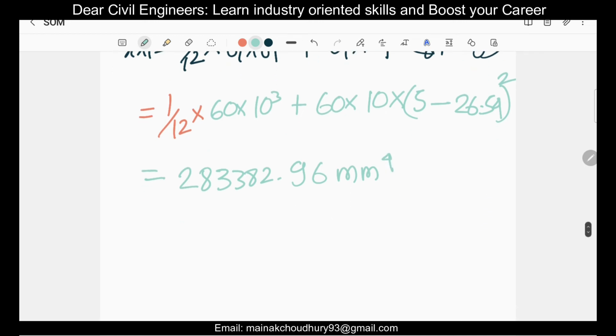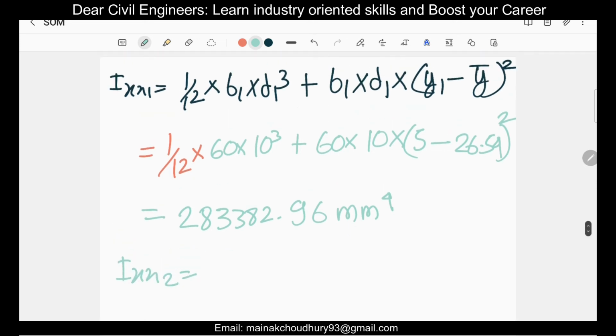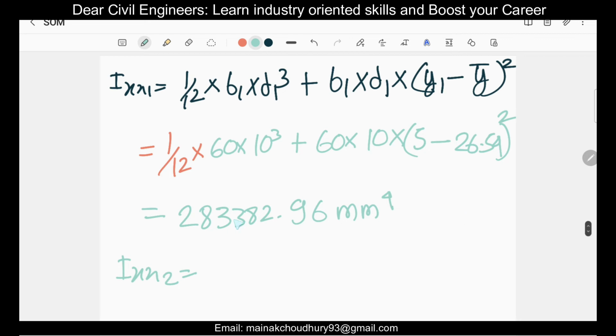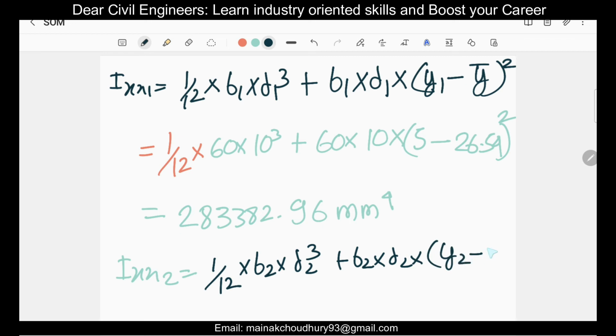So now Ixx2, let's just do this as well. It will be 1 by 12, only in place of b1 it will be b2, and in place of d1 it will be d2. Okay, so you can write the formula once again. The more you write, the more you'll remember. Okay, b2 into d2 cube plus b2 into d2 into y2 minus y bar whole square.